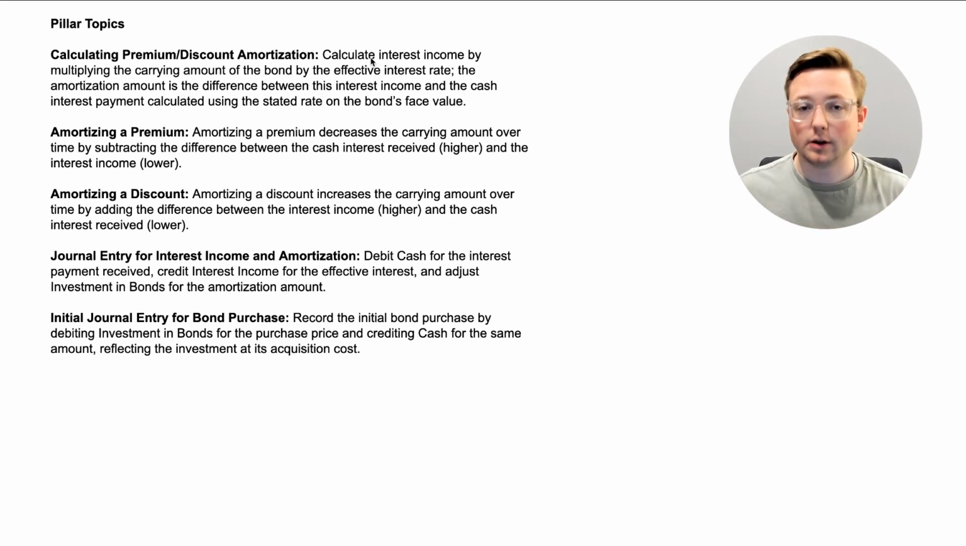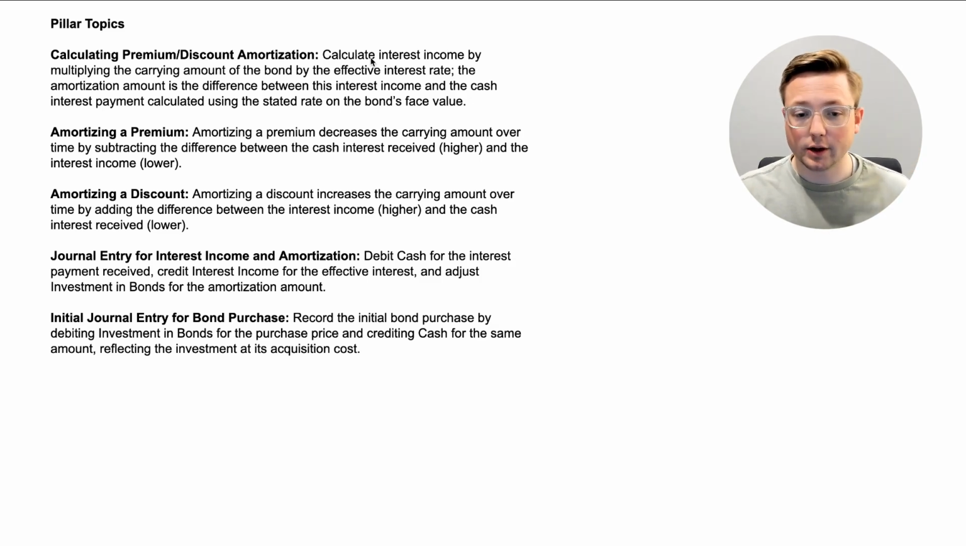So as time goes on, the premium is going to be going down and your investment in the bond is going to be going down until you get to the face amount of the bond once it matures. And then it's very similar for a discount, but it's the opposite way. Amortizing a discount increases the carrying amount over time by adding the difference between the interest income, which is higher in this case, and the cash interest received, which is lower. Because again, you are receiving less cash interest than if you had had the market rate. And that's why you add a discount, because it's not as nice. So you're paying less upfront for it because it doesn't have as good of an interest rate.